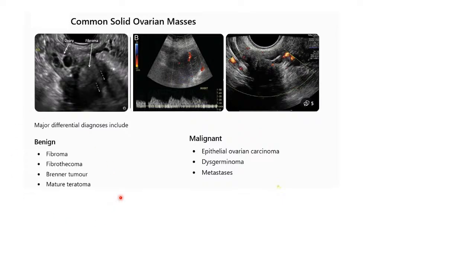So at times it becomes very difficult for you to say, is it a pedunculated fibroid or is it one of the differentials? Then the malignant ones: epithelial ovarian carcinoma, dysgerminomas, the metastases. These are the malignant lesions of the ovary that can also masquerade as pedunculated fibroids.